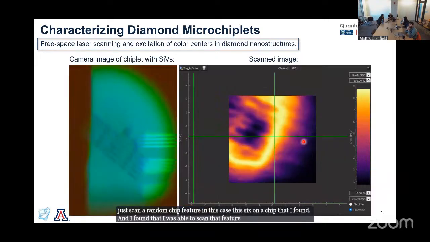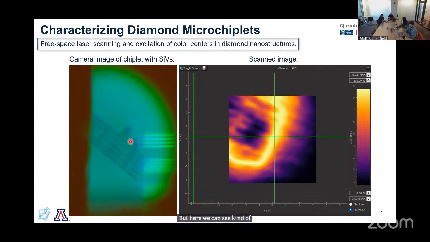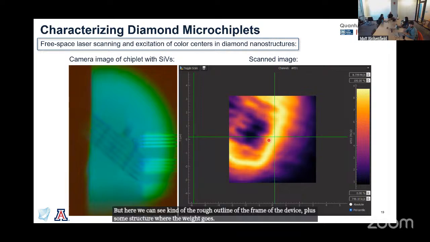So it's cool, but what we actually want to do is be able to locate where the color centers are in a diamond structure. So here, for example, is a camera image of a chiplet with SiV. This is the waveguide based chiplet that I showed before. And here is my scanned image. Of course, this setup needs more work, and the alignment could definitely be optimized, and probably the filtering as well. But here we can see the rough outline of the frame of the device plus some structure where the waveguides are.